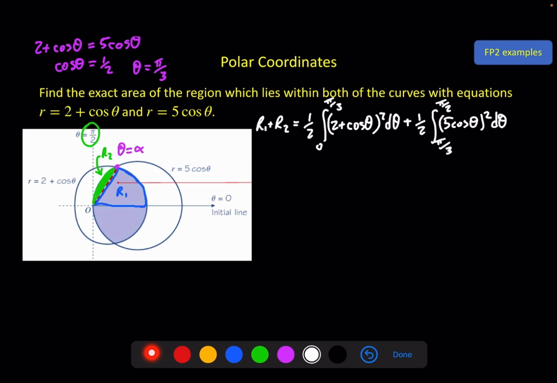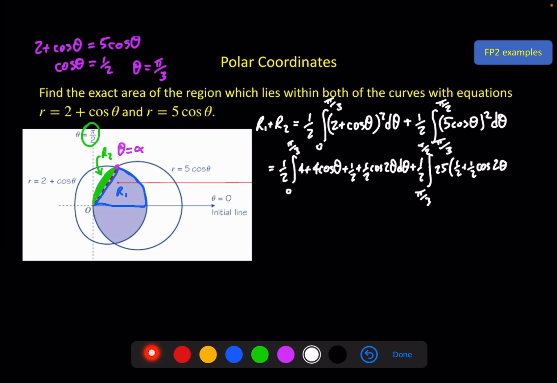Now I need to square my brackets, set myself up for the integration. This is going to give me 4 plus 4 cos theta plus cos squared theta, which is a half plus a half cos 2 theta d theta, plus a half from pi by 3 to pi by 2 of 25 cos squared theta, which again I'm going to change into a half plus a half cos 2 theta. 4 plus a half here gives me 9 over 2, and I'll bring this 25 out in front to give 25 over 2 in front of the integral there.